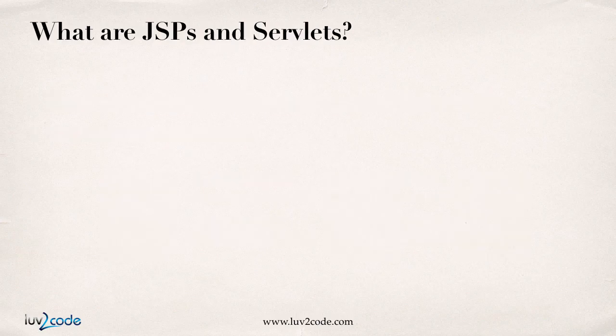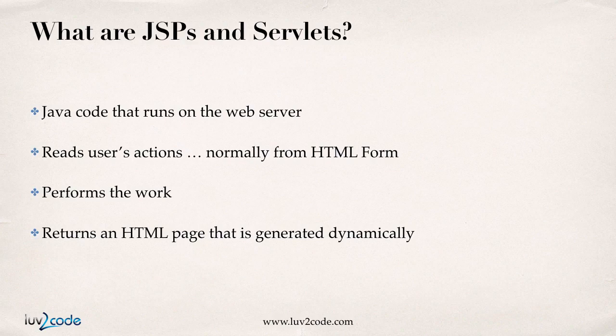So that's the next question here. What are JSPs and servlets? Well, a JSP and servlet, they're basically Java code that runs on the web server. So they can read user input, normally from an HTML form, and then they can perform the work, maybe talking to a database, talking to a web service, or whatever. And finally, it'll return an HTML page that's generated dynamically on the fly.